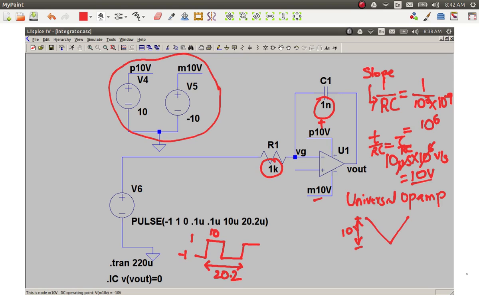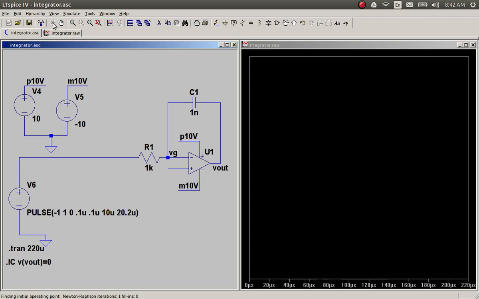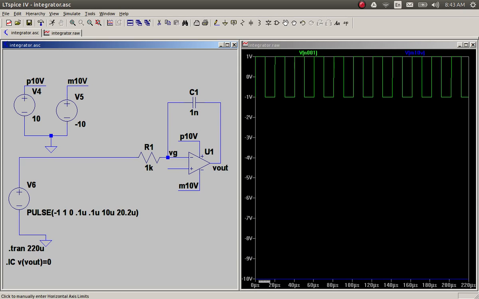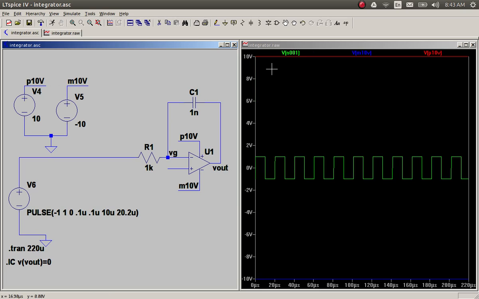Okay, so let's see what actually happens. When we simulate it, the input that we expect is going from plus 1 to minus 1. And this is minus 10 volts, so that's way down there. That's plus 10 volts, that's way up here. So this makes sure that hopefully the amplifier is not limited by its supply and it's operating somewhere in the middle. It should be fine. So let's look at the output.